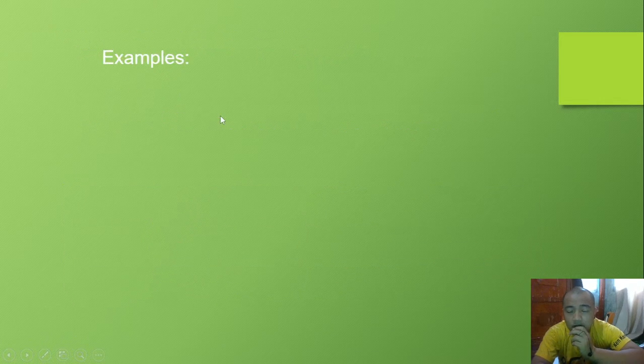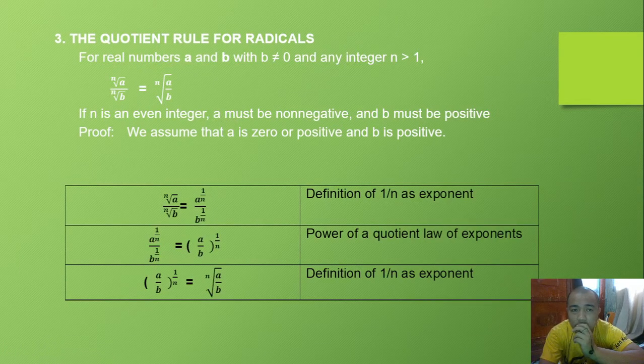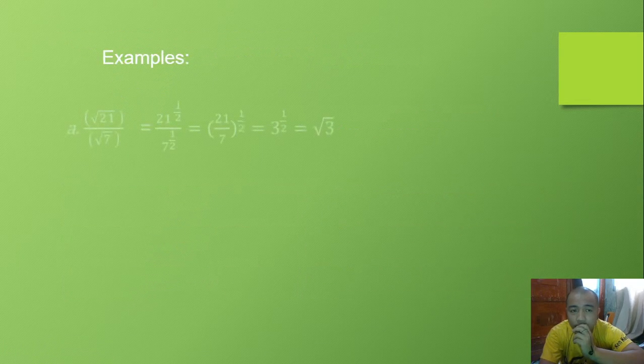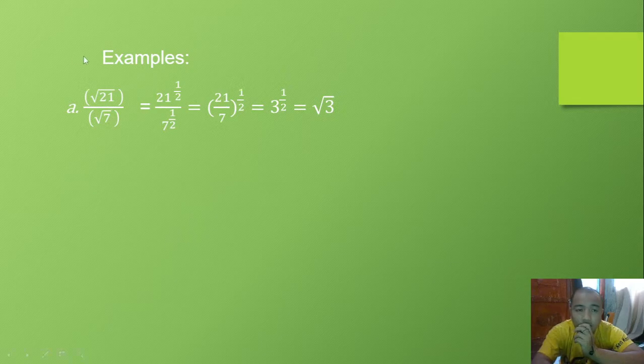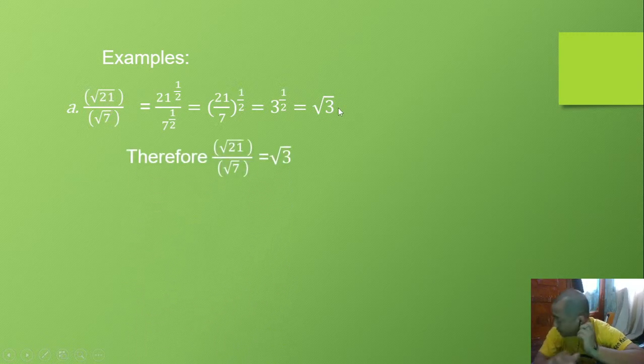Okay, so examples. That's the quotient rule for radicals. Sample: square root of 21 over square root of 7. They have the same index, which is 2, so we just divide 21 and 7, which is 3. The answer is square root of 3.